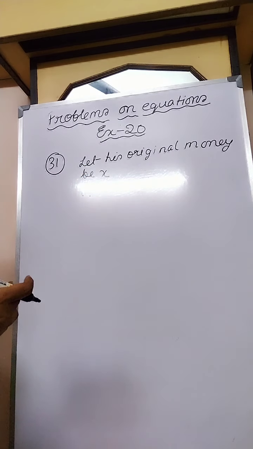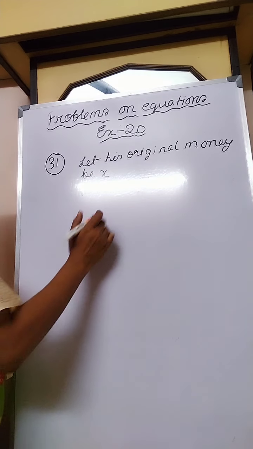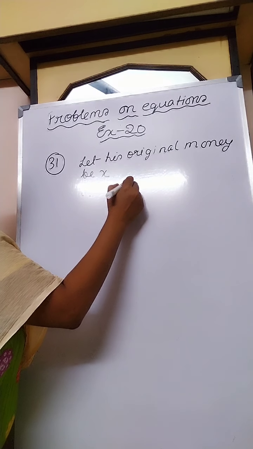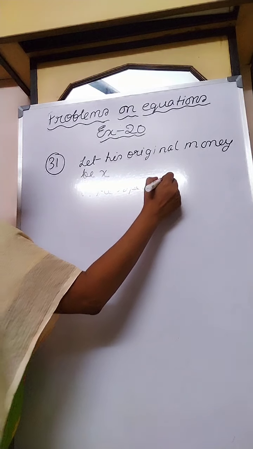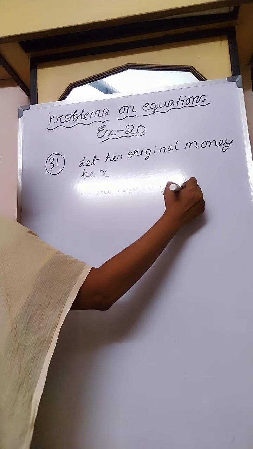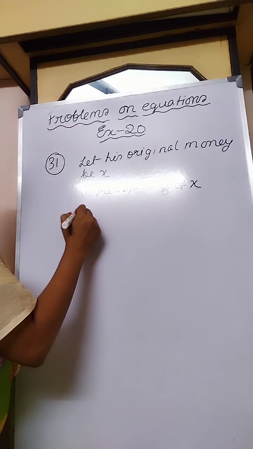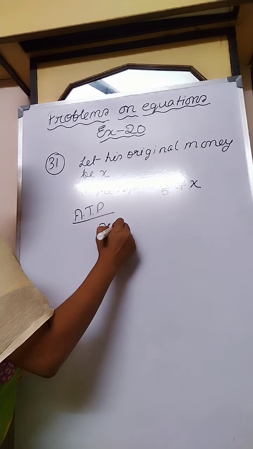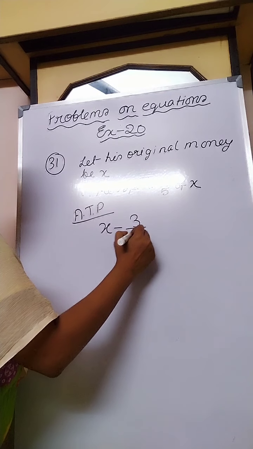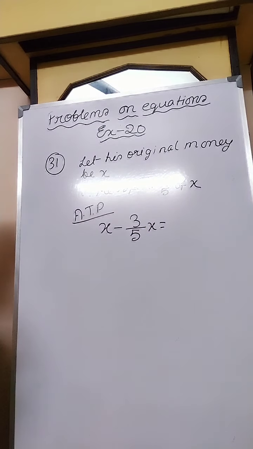He has already spent 3/5 of his money. That means he has spent 3/5 of X. And he found that he has only rupees 290 left. So according to the problem, X minus 3/5 of X is equal to rupees 290.